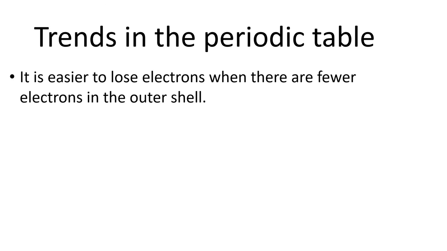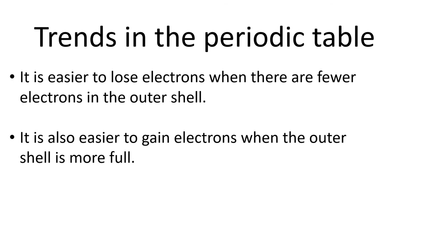Okay, so last but not least, we're going to recap just 3 little trends that we have actually seen in previous lessons. First of all, we know it's easier to lose electrons when there are fewer electrons in the outer shell. So if we look at, for example, sodium and magnesium in group 1 and 2 respectively, the group 1 element, sodium, is going to find it much easier to lose its electrons, just simply because there's fewer of them. Whereas magnesium, because it's got 2 electrons in the outer shell, it's harder to lose them. So the fewer electrons there are, the easier it is to lose them.